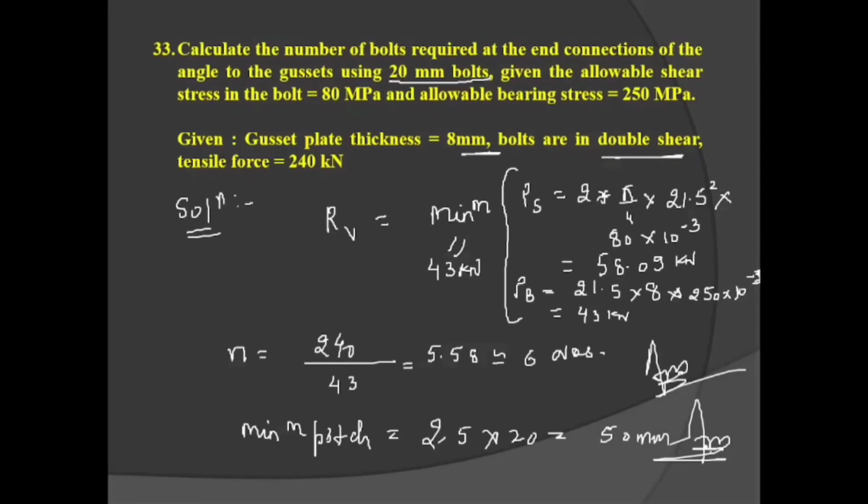Okay, done. Now let's move towards question number 34, the last question of unit number 2, that is design of connections. Please be careful. Design of connections is a very important unit from the GATE examination point of view.